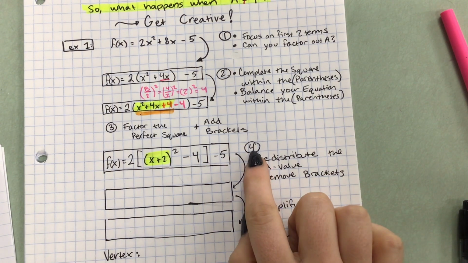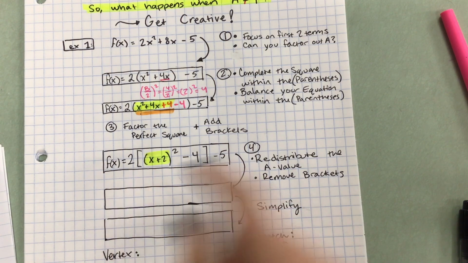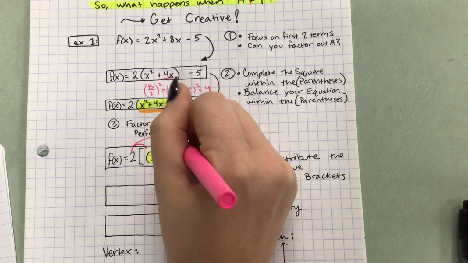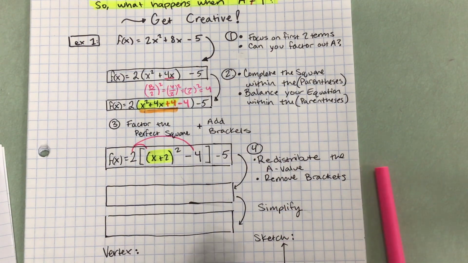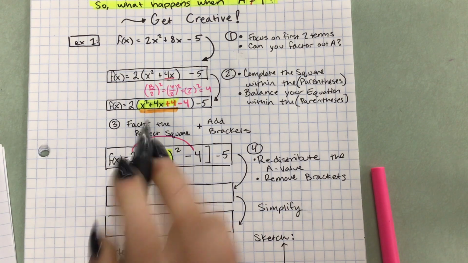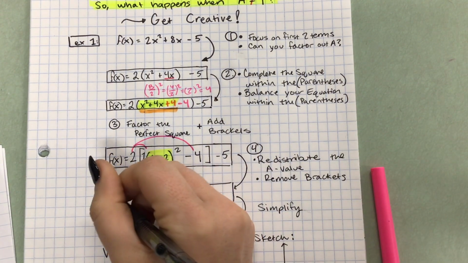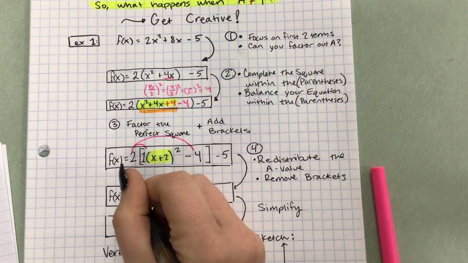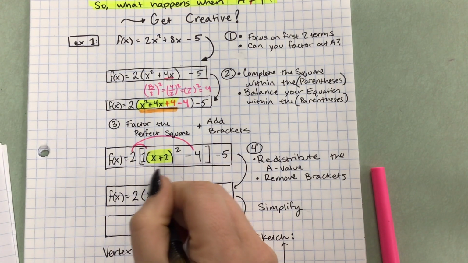Okay, step 4. Redistribute the a value. Remember, my a value was this 2 that I pulled out. I'm going to put everything back in to just the brackets, not inside the parentheses. We know that there's a 1 inside the next set of parentheses. So what we're really doing, 2 times 1 is 2. Leave all this parenthesis next to it.